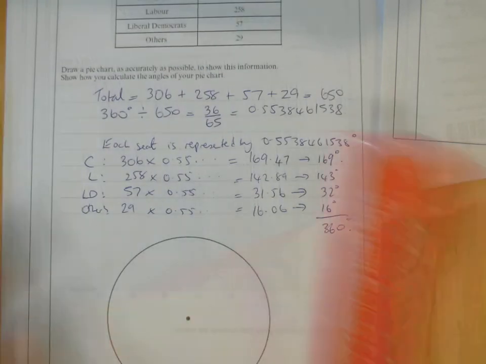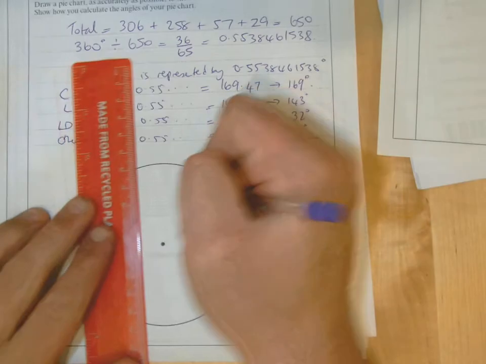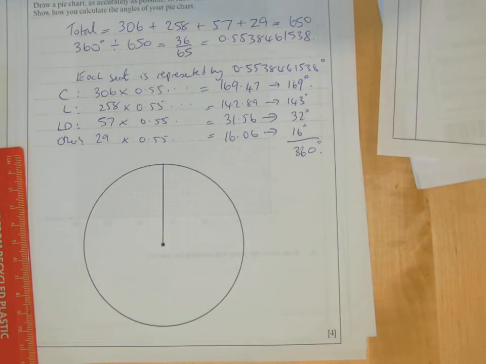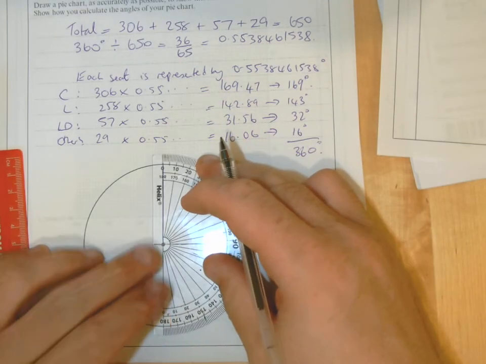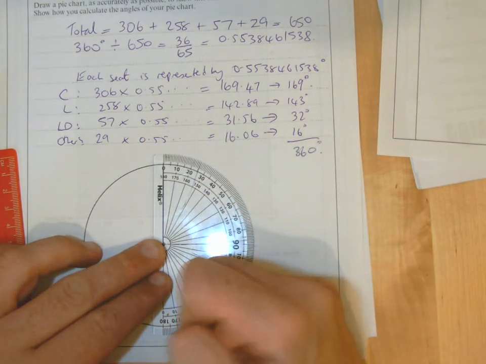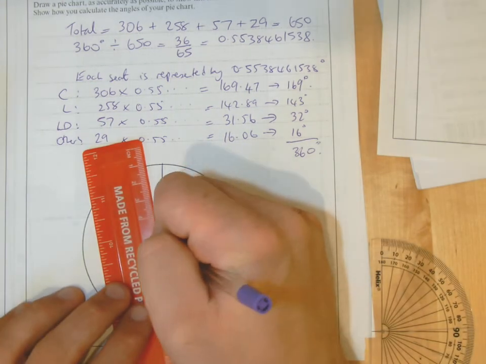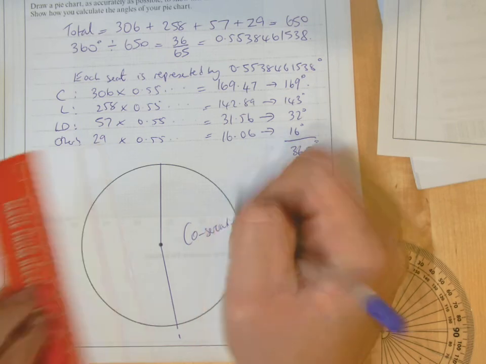So now we're going to represent this on here. Now when we do the pie chart, make sure we draw a vertical line to start with. You can draw a horizontal one, it doesn't matter. And we can do 169 degrees here for the Conservative Party. So go all the way around, 169 is there, mark it, and then join it up. We can call that Conservative. Make sure you label it, so important.